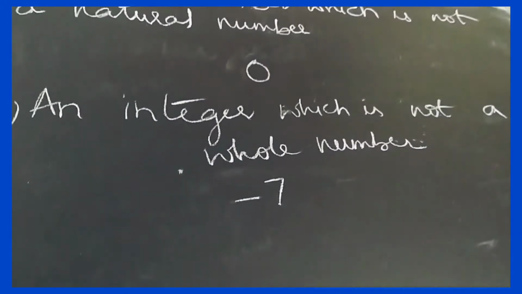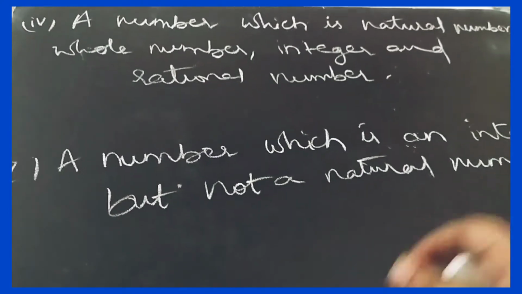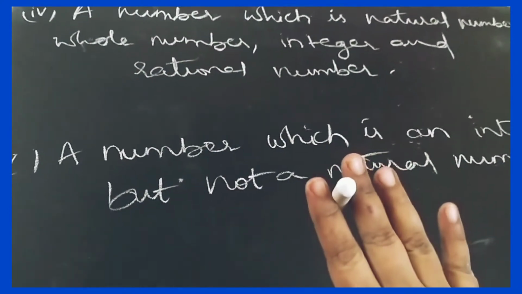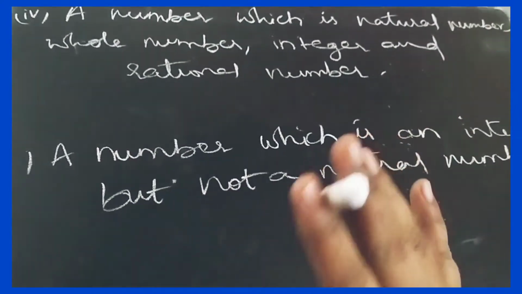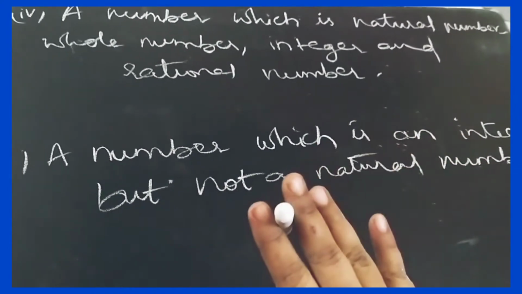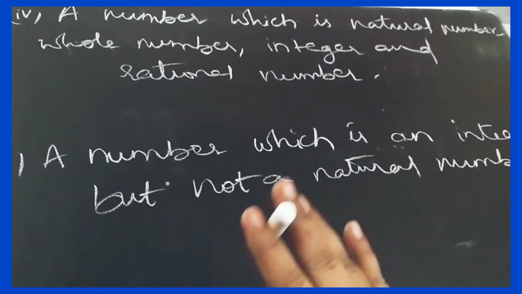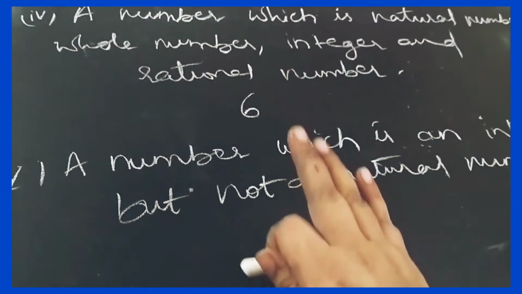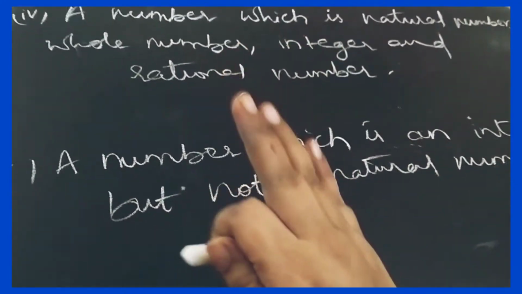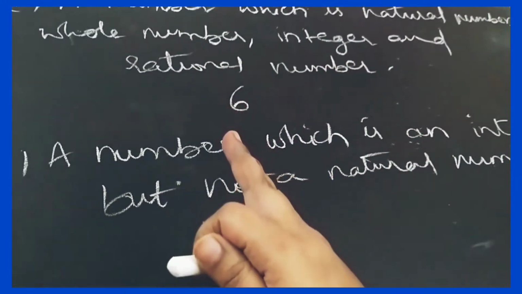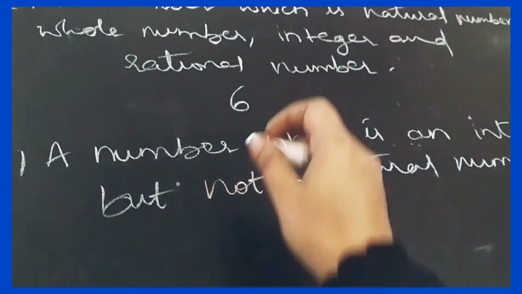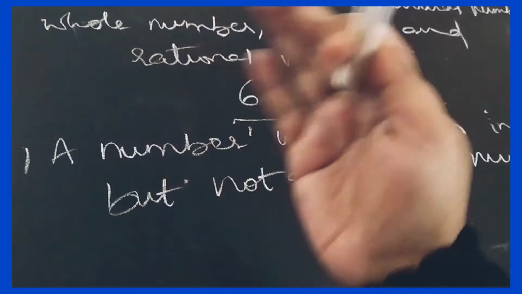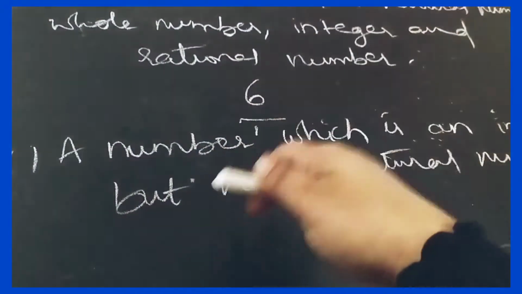Okay, fourth one is a number which is a natural number, whole number, integer and rational number. You have to write that one number. Okay, it should be a natural number and whole number and integer and rational number. So I'm writing here any number you can write. I'm writing here 6. If I'm writing here 6, it is a natural number, we know. It is a whole number also, it is an integer, it is plus 6, and also it is a rational number. We can write it as 6 by 1. Okay, you can write 7, 2, 3, 8, any number you can write.